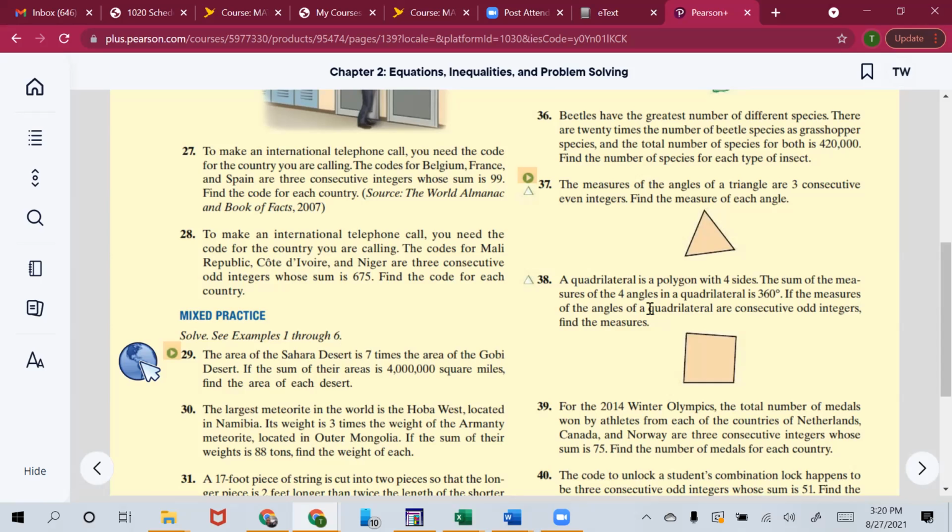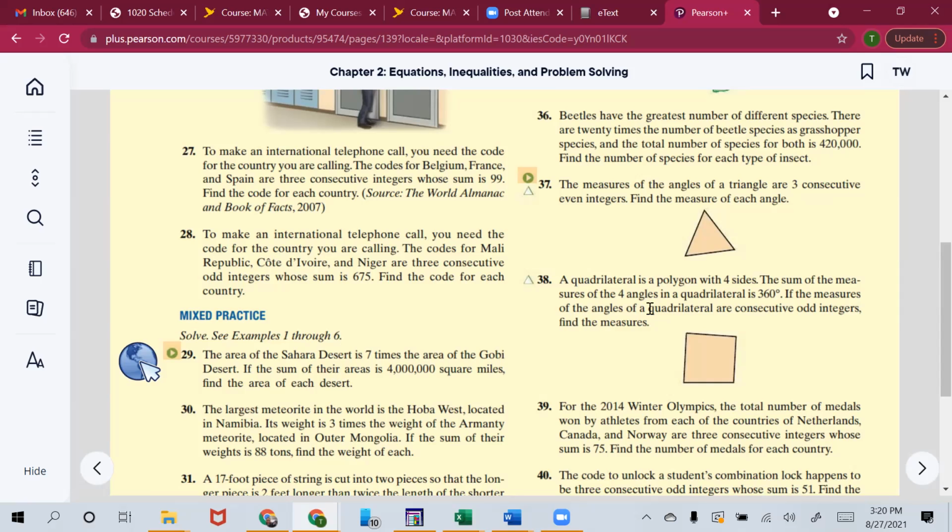I think we should, let's do number 38. A quadrilateral is a polygon with 4 sides. The sum of the measures of the 4 angles in a quadrilateral is 360 degrees. If the measures of the angles of a quadrilateral are consecutive odd integers, find the measures.